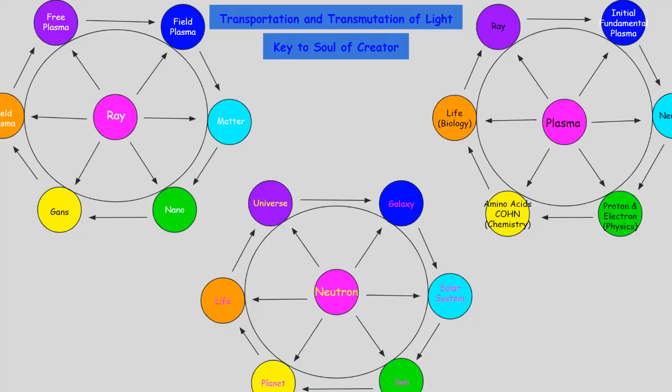We just go over one circle where we have the ray, which is the magnetic ray, creating the initial fundamental plasma, which created a neutron. The neutron split out to make the electron and protons for physics. Then there's the amino acid, the chemistry. In chemistry, we have the build up of the amino acids together. We have the life, which is biology. And that biology radiates energy back into the universe into these magnetic rays, and we continue the process again.